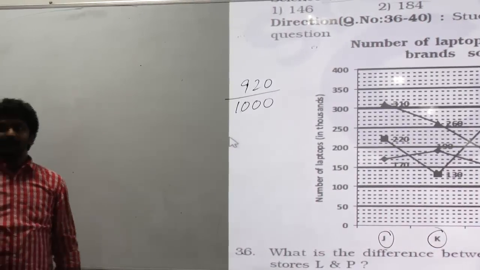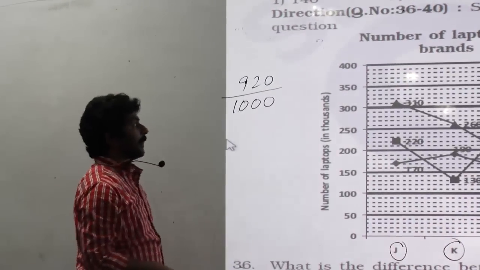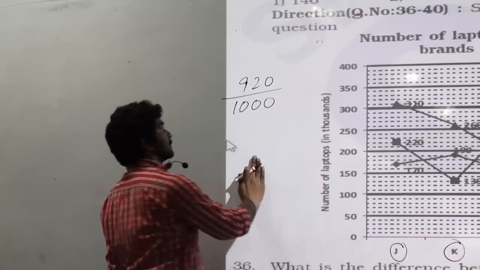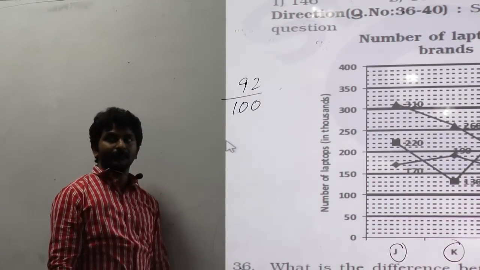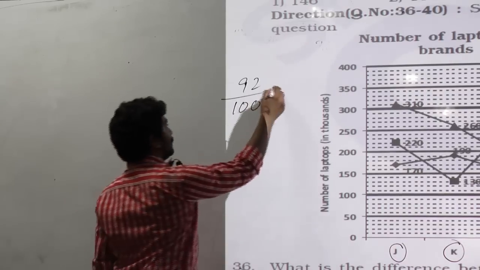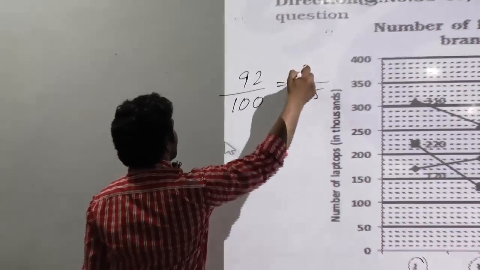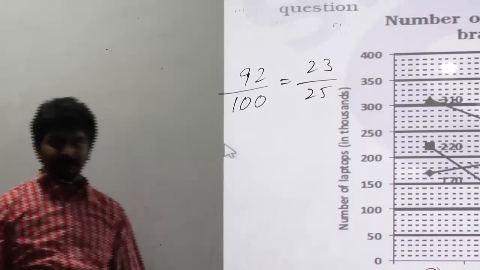Cancellation with 8. Zero, zero cancel. Now you can go for cancellation with 4. Denominator is 25, so obviously numerator is 23.